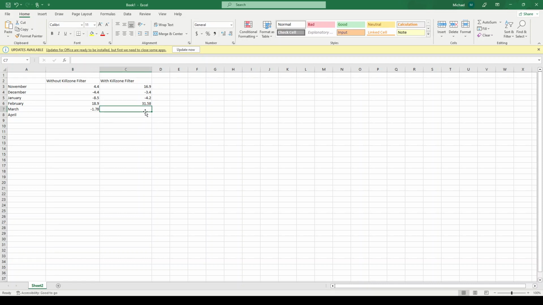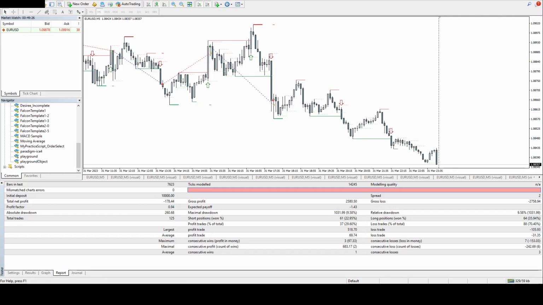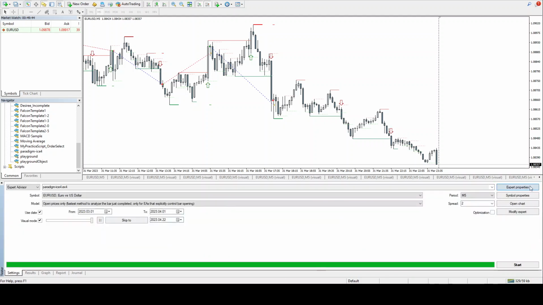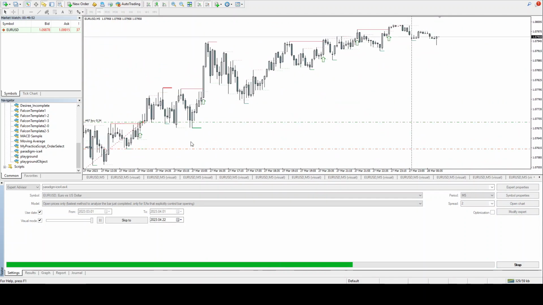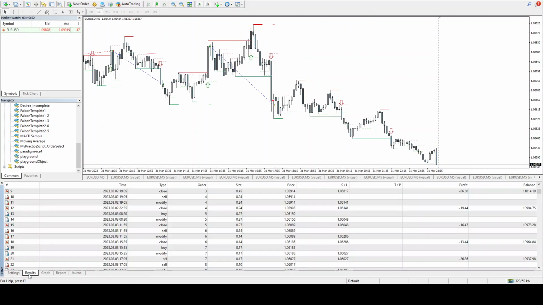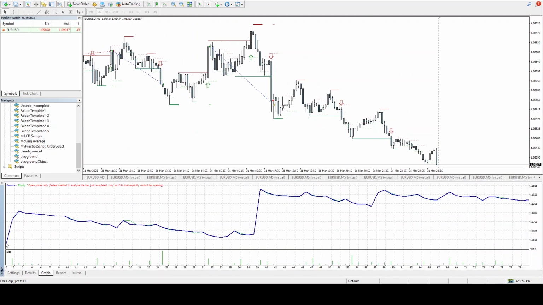And with the Q zone filter, so let's go back and check with the Q zone filter. I'm going to set this to true, and I will run it again, and let's see the equity curve. Look at the equity curve now. We are now in profit.